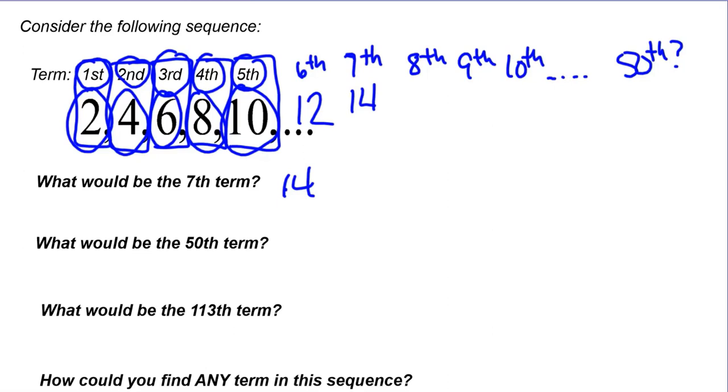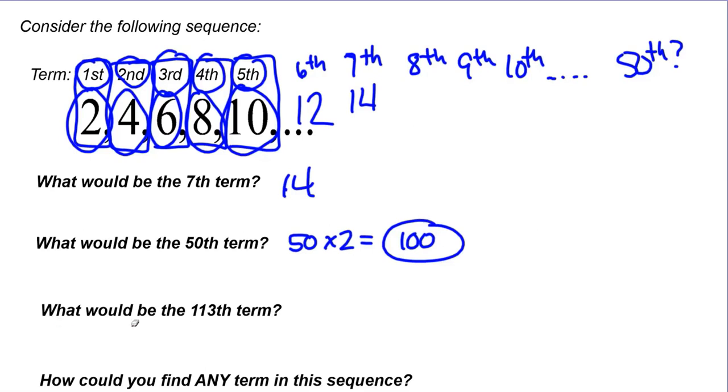So the 50th term we would predict would be 50 times 2. And 50 times 2 is 100. So 100 would be the 50th term in this sequence. Now that's a much faster way to do it than having to list out every term from 1 all the way to 50 to find out.